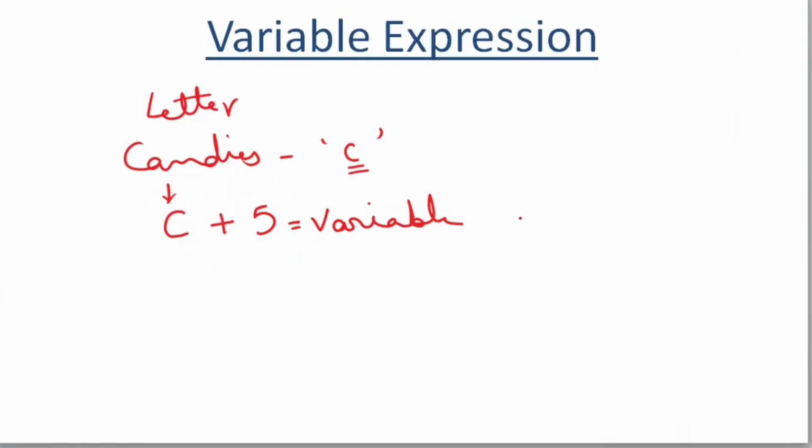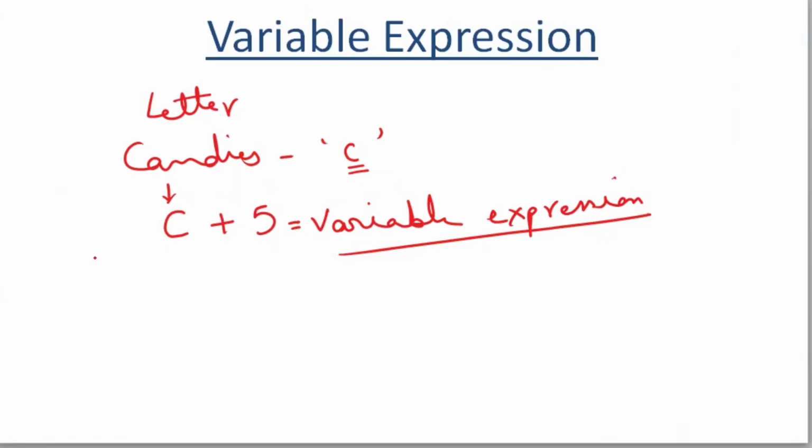Okay. This is a variable expression because we don't know the exact number, so we represent that with a letter, and then according to how many it is, we can make the equation that is called a variable expression. Understand what is a variable expression?